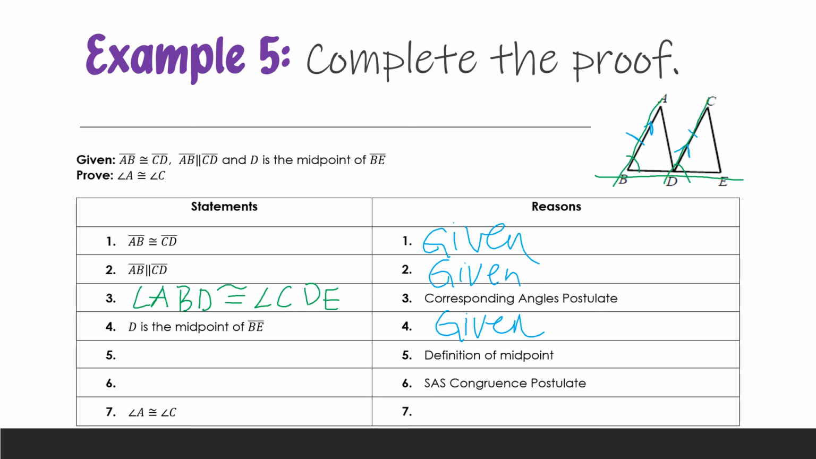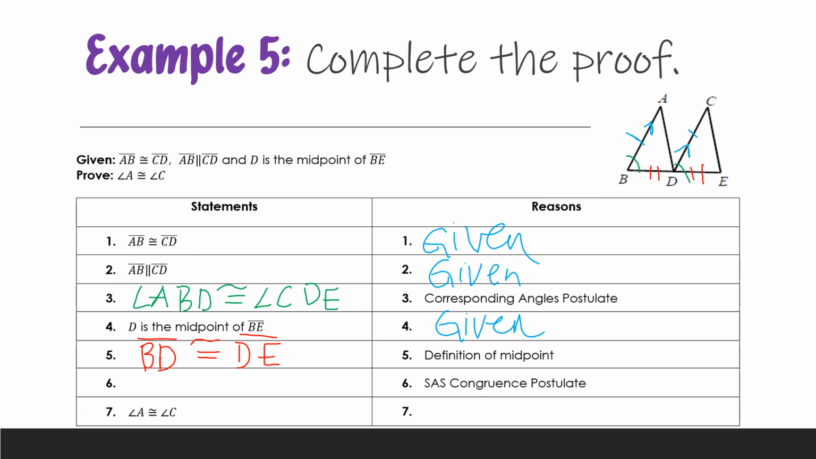All right, now let's look at D as the midpoint of BE. Well, why would they tell us D is the midpoint of BE? There's a reason. They don't just tell us something just for us to be like, oh, okay, there it is. There's a purpose. So if D is the midpoint of BE, then what we know is that BD and DE are going to be congruent because a midpoint cuts the segment in half. So that is going to be our next statement. BD is congruent to DE by definition of midpoint.